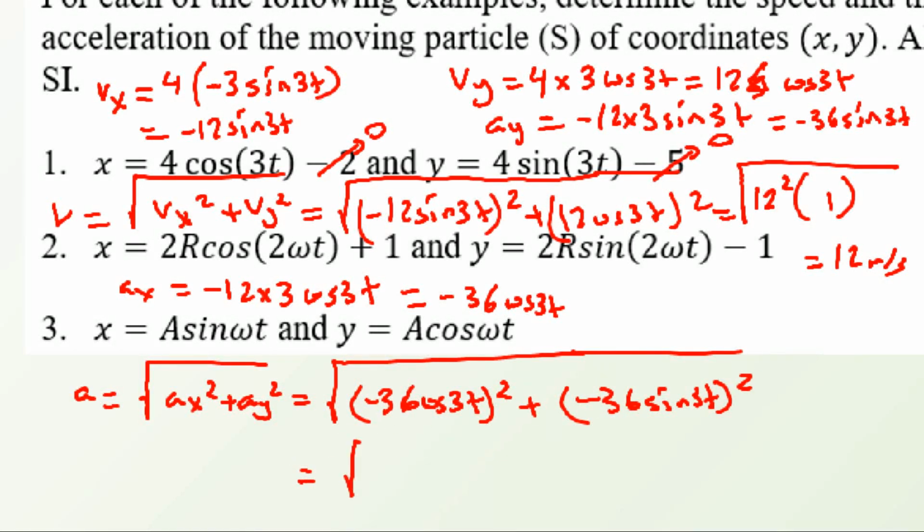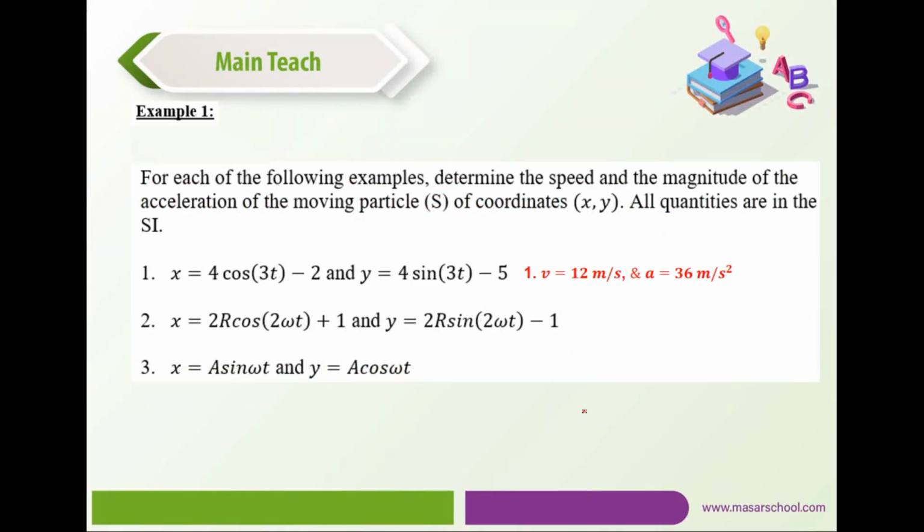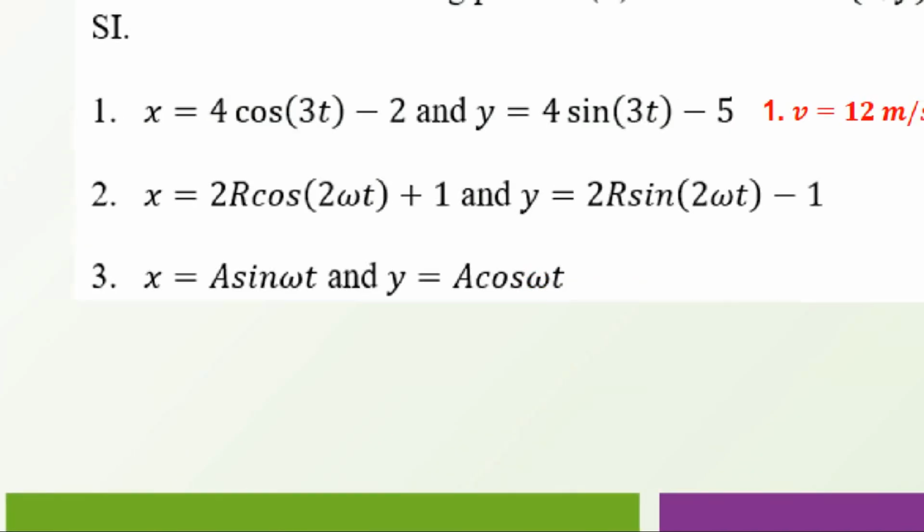We can factor out 36 squared, and what is inside the bracket is cosine squared 3t plus sine squared 3t, which is 1, and that would be 36 meters per second squared. And then this is it for part 1. For part 2, we're going to do exactly the same.